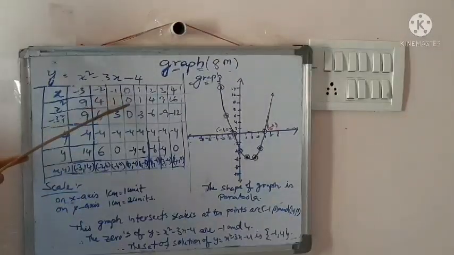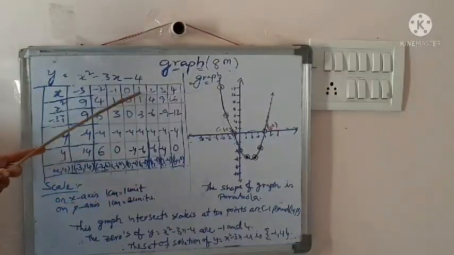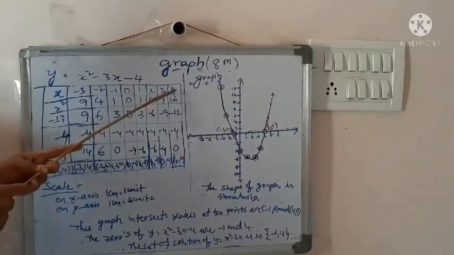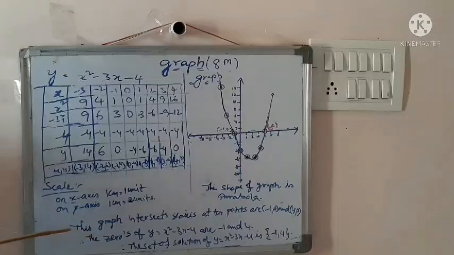So here you will get positives. And now the square of 0 equals 0. What is the square of 1? 1. What is the square of 2? 4. What is the square of 3? 9. And the square of 4 is equal to 16.